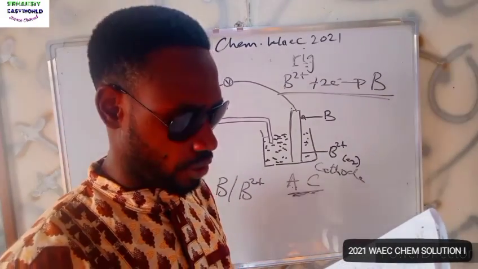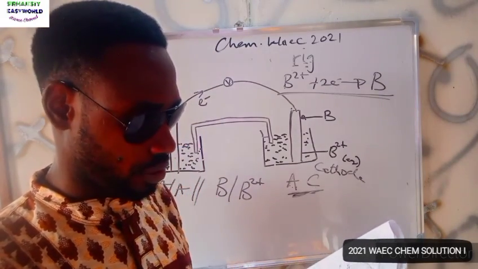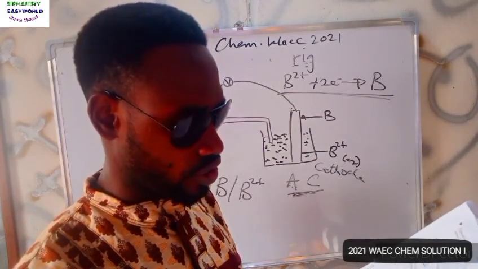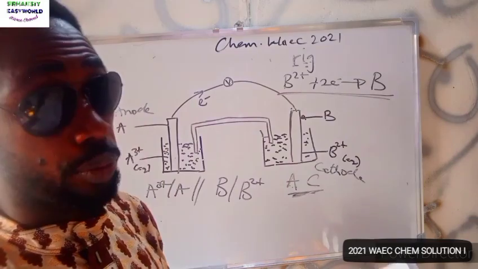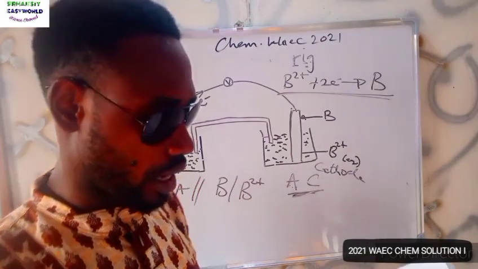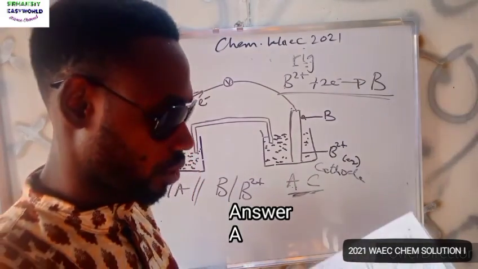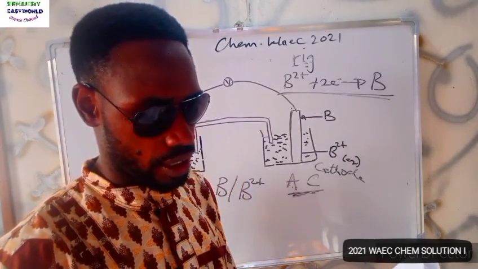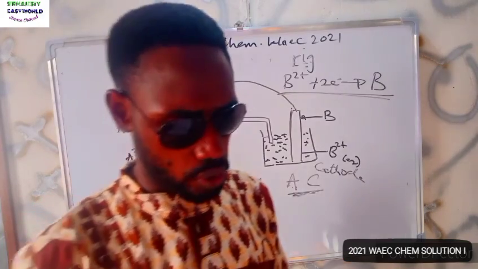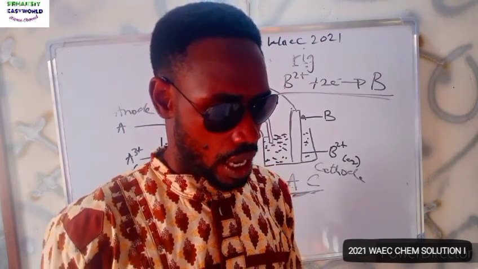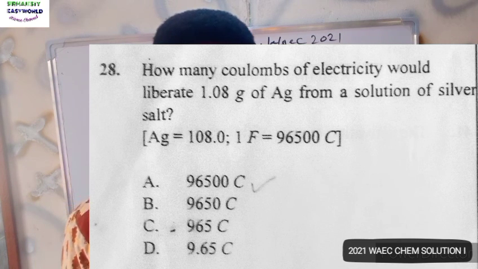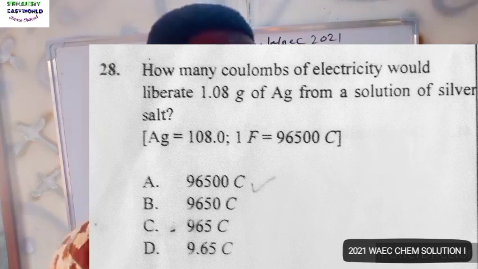C says the availability of d orbitals. No, there is no d orbital in fluorine. It's not a d block element. Then D says the strong fluorine to fluorine covalent bond. No. So the answer is A, because of its high electronegativity. And remember, fluorine is the most electronegative element. We move straight to question number 28, which is a calculation: how many coulombs of electricity would liberate 1.08 grams of silver from a solution of silver salt.